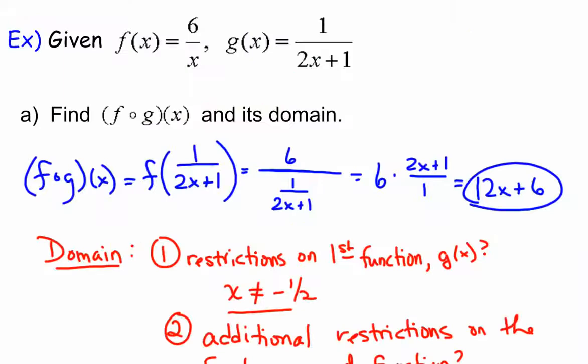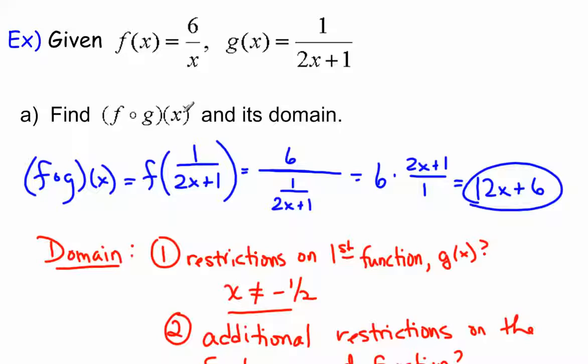All right, so here's an example. f of x is 6 over x, g of x is 1 over 2x plus 1. So both of them are going to have some restrictions on their domains, because there are fractions. We never want our denominators in fractions to be zeros. They want us to find f of g of x and its domain.